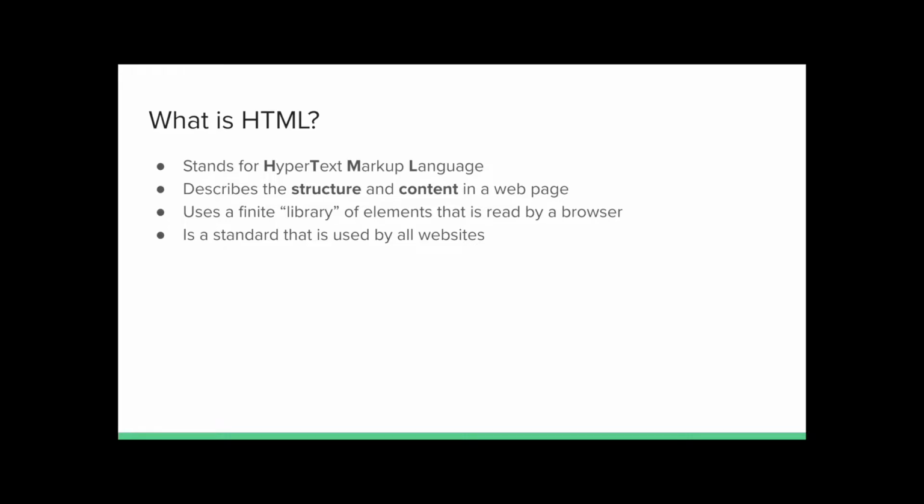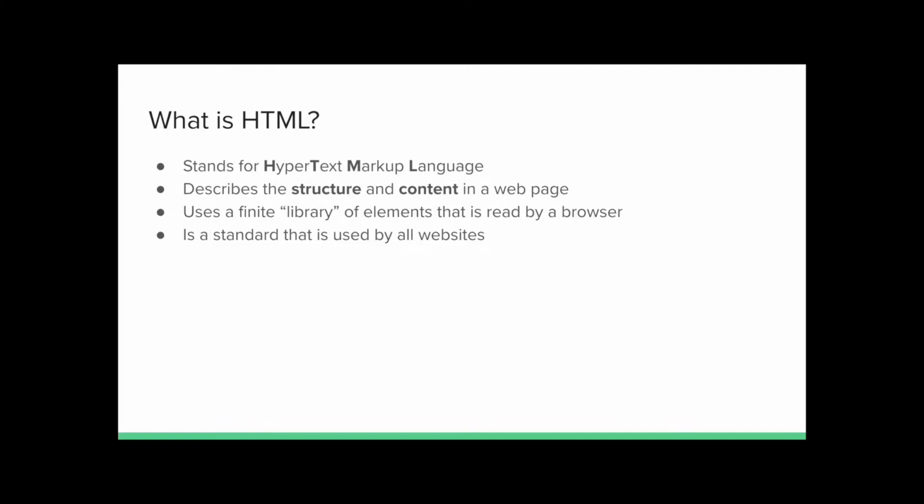In order to describe the content of the web page, it uses a finite library of elements. These elements are called tags. It uses a finite and universal library, meaning it's a standardized way of describing the content on a website. So for example, all websites have images on them, or most of them at least. There's a standardized image tag that all websites use. All websites have links on them. So there's a standardized anchor tag that all websites use. All websites have some kind of paragraph text. So there's a standardized paragraph tag that all websites use.